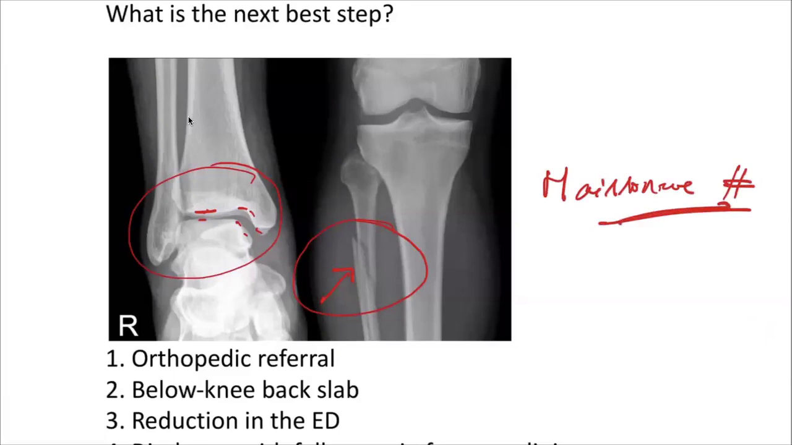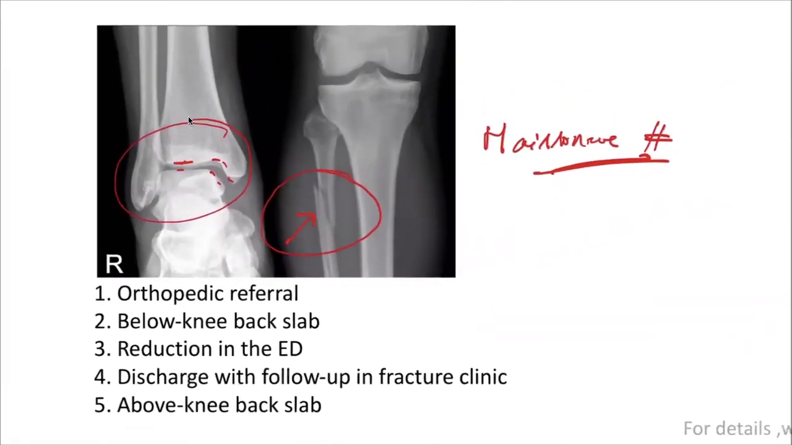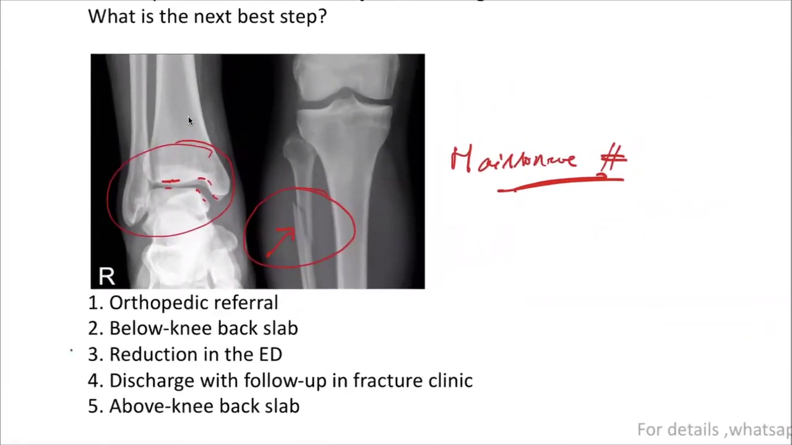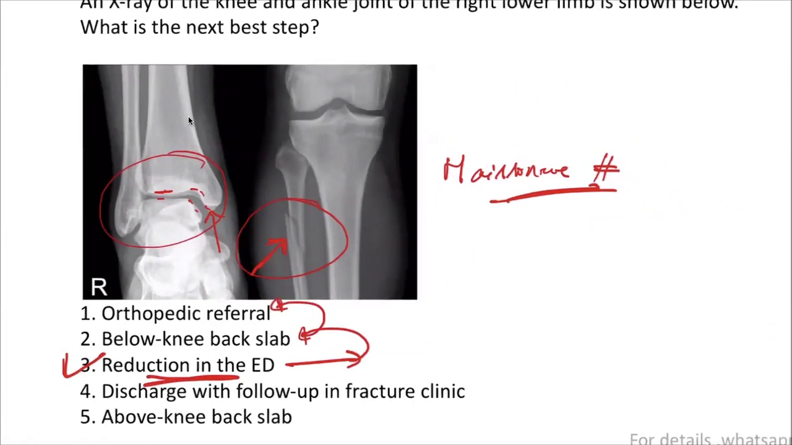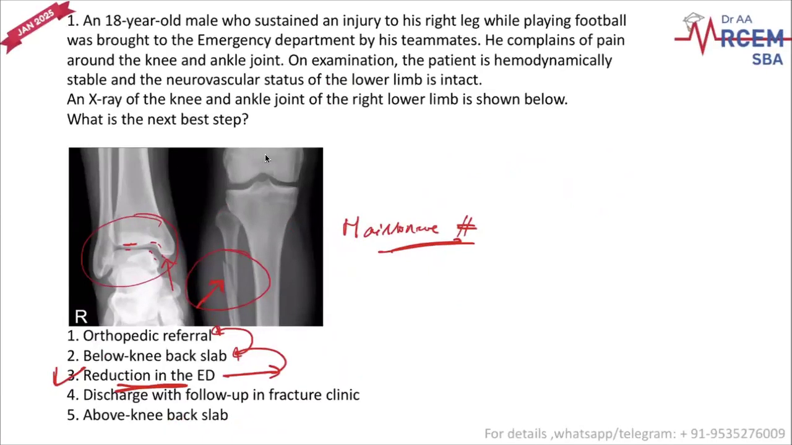So what will be the next best step for the treatment of this patient? The next best step is reduction in the emergency department. Why reduce it? There is a dislocation, reduce it. Once you have reduced it, you need to place an above knee back slab because there is a fracture here also. After that, you are referring to the orthopedics. So remember, reduction in the emergency department is the first step.